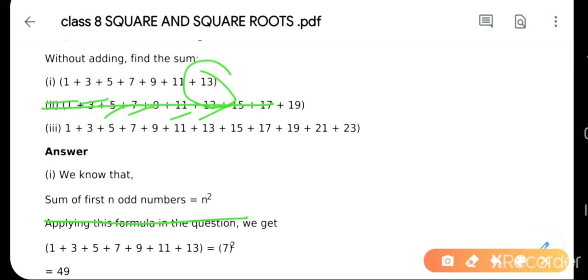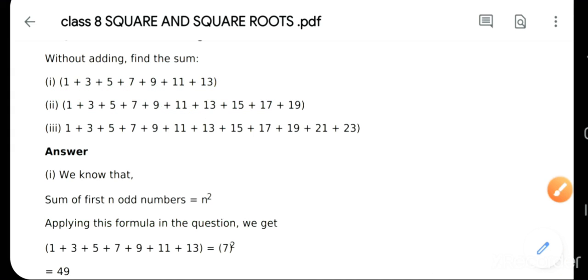So if we want to find their sum without adding, we just need to count the number of these numbers. There are 7 numbers. You can count it yourself: 1 2 3 4 5 6 and 7. So the sum is the square of 7. Similarly, you have to do the next questions.